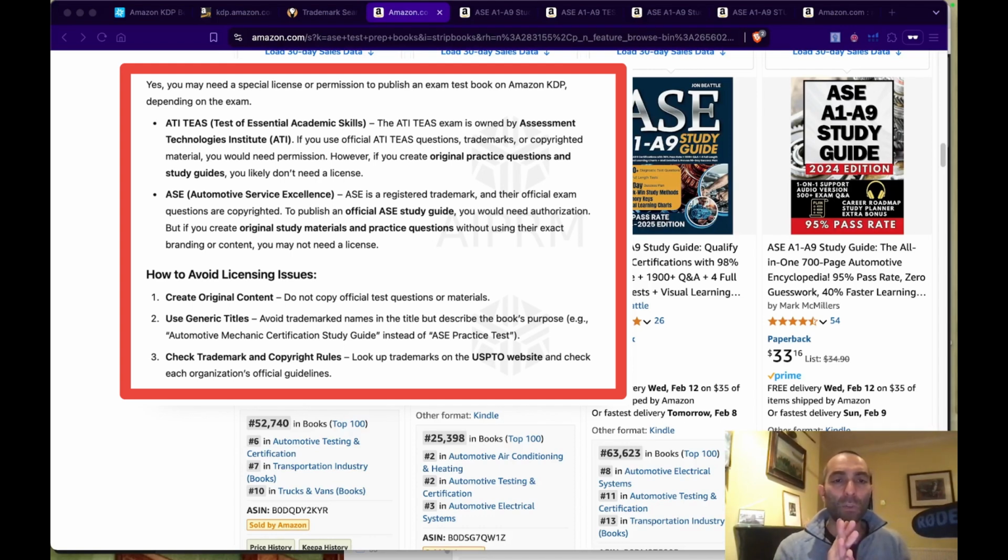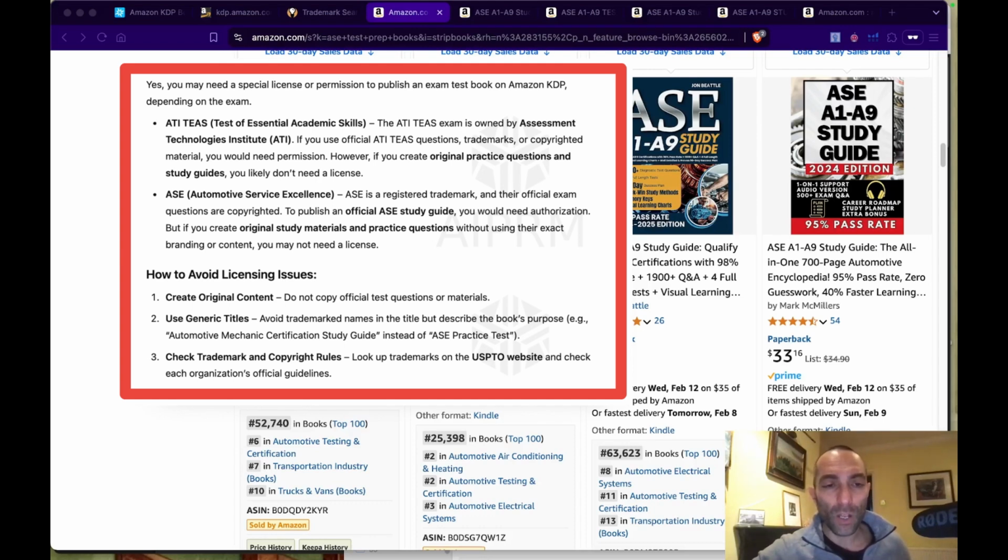But you need to know what you're doing. The other one is a trademark. ASE is a registered trademark. And their stuff, questions, especially exam questions, are copyrighted. So to publish that, you will need authorization, which you might ask, is not a problem. But if you create original study material and practice questions without using their exact branding and content, you might not need a license. So there you go.